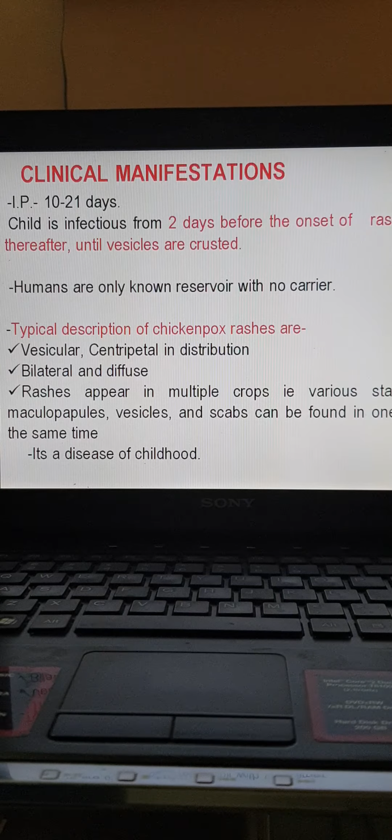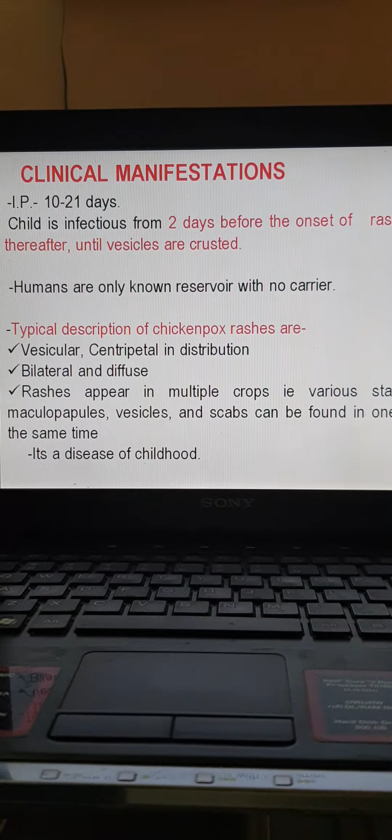There is a typical description of chickenpox rashes: they are vesicular and centripetal in distribution, which means they are more concentrated in the center and then spread centrifugally, to the periphery or extremities. They are bilateral and diffuse, and the rashes appear in multiple crops.